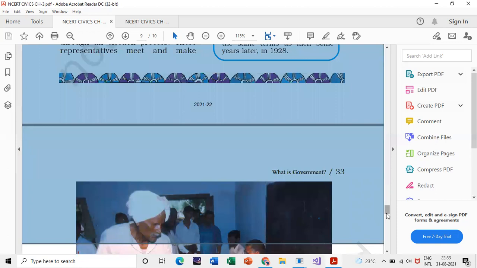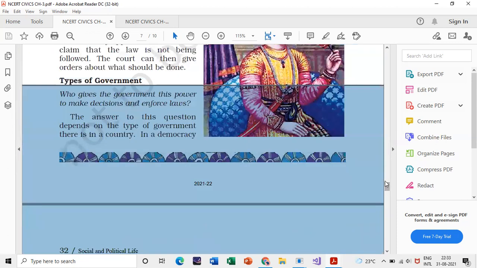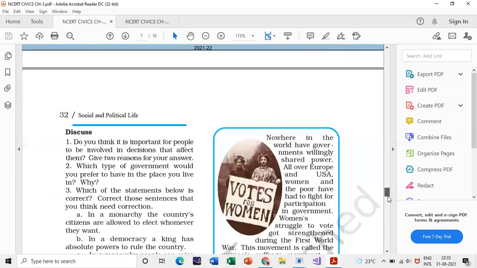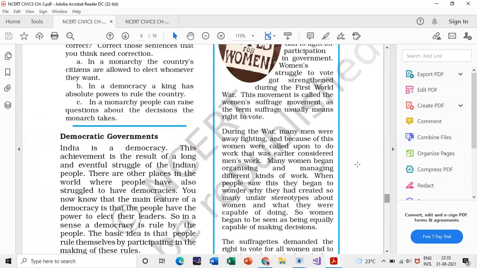See, another thing I want to tell you, here you get the women's suffrage movement. The term suffrage usually means the right to vote. It's a very important line for MCQ. What do you mean by suffrage? Suffrage usually means right to vote. Highlight this line, you can get it for a MCQ.